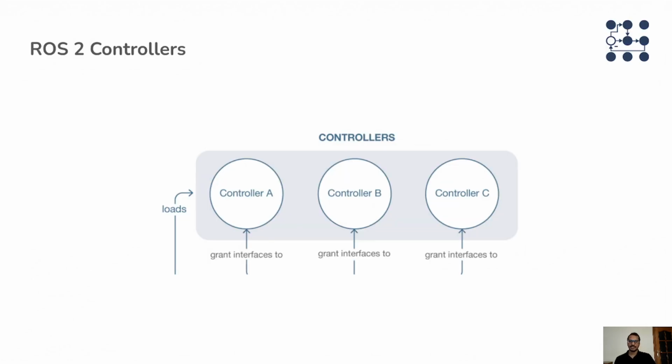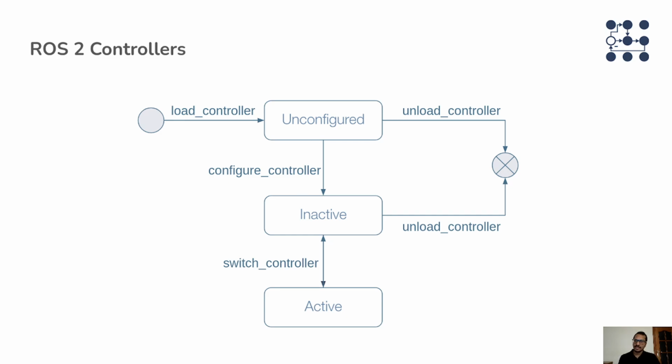ROS 2 controllers. As I said, by loading the controller it goes to unconfigured state, and then when you configure them, they go to inactive state. And when you switch the controller, you can toggle between inactive and active, and you're able to unload them in both unconfigured and inactive state.